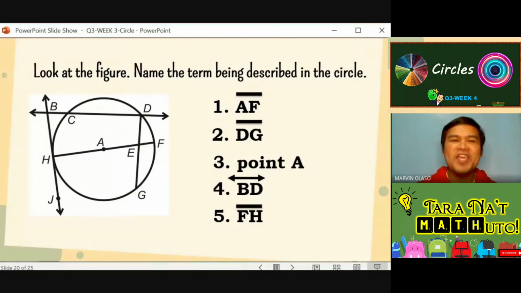Look at the figure. Name the term being described in the circle. Pag-aralang mabuti ang figure natin. What is the term being described? Number 1, line segment AF. Number 2, line segment DG. Number 3, point A. Number 4, line BD. And number 5, line segment FH.